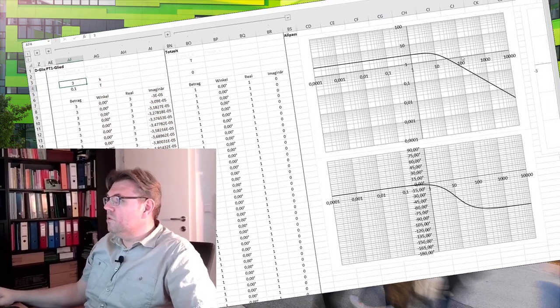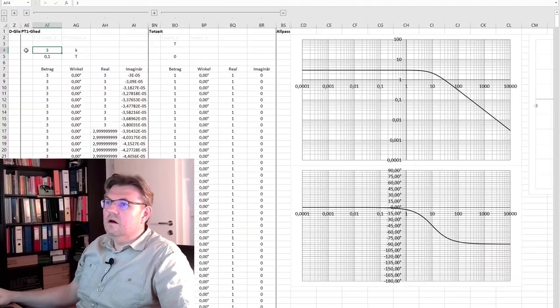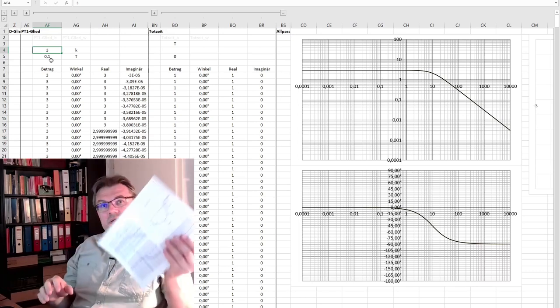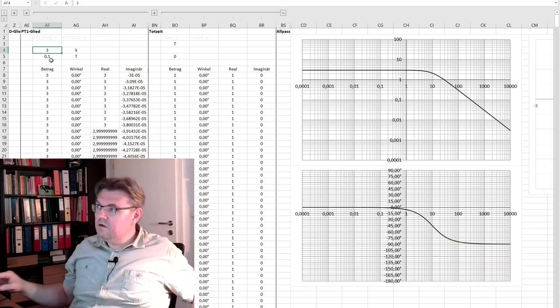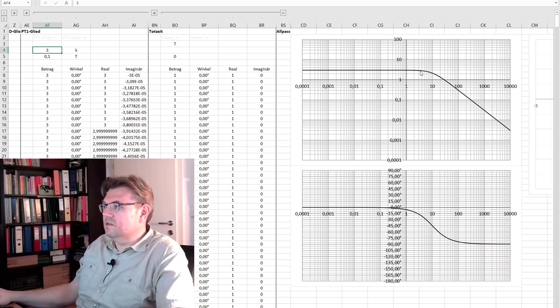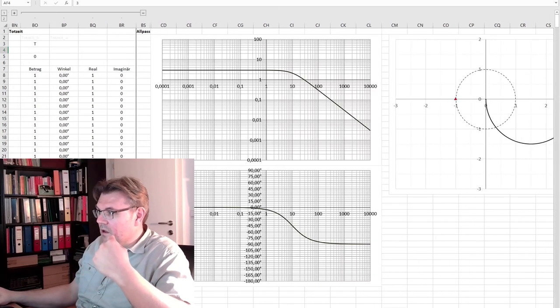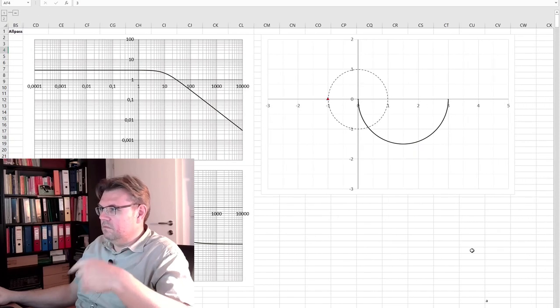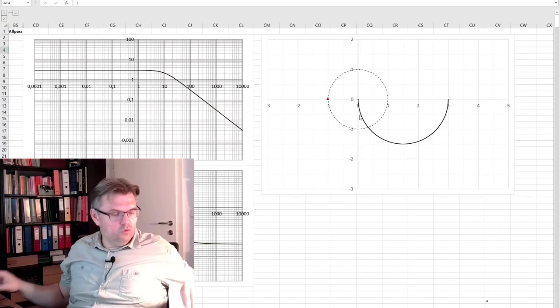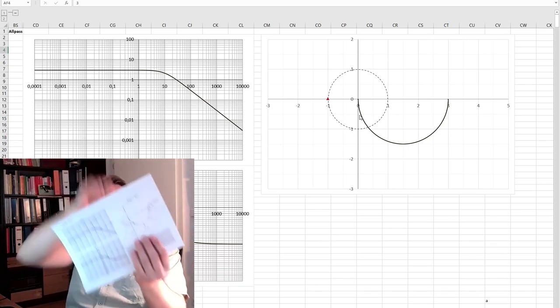Here we have the Bode plot on the right-hand side. Here we have the values, so it's actually exactly the same thing which we have used here: K is 3 and T is 0.1 seconds. And this is how it would look, and the corresponding Nyquist plot looks like this, also exactly like we've drawn it here.